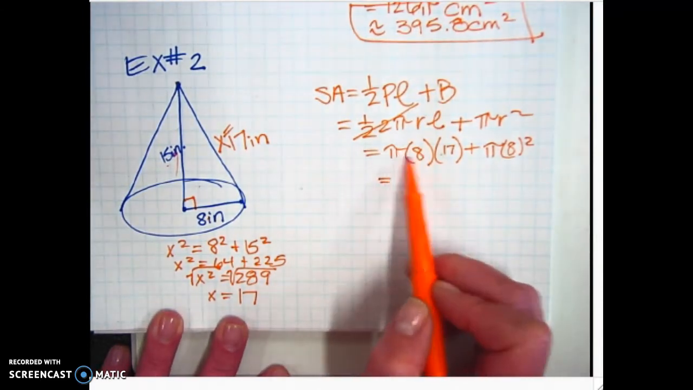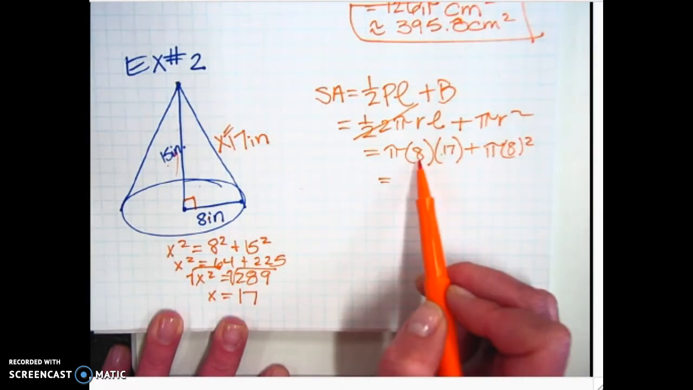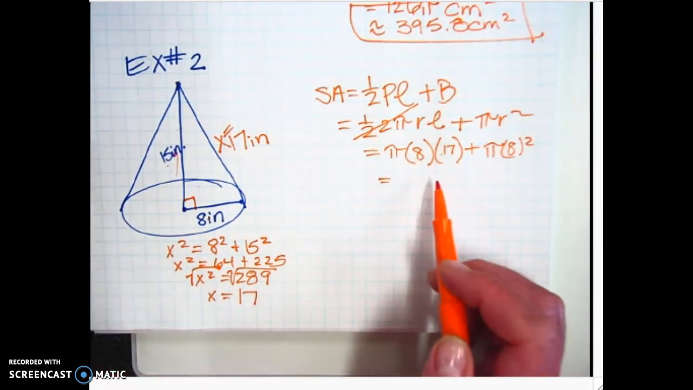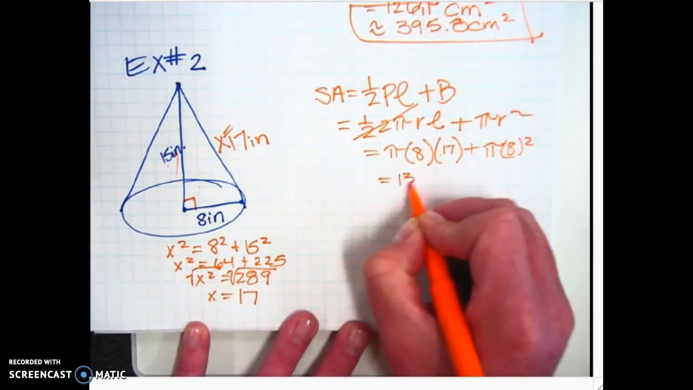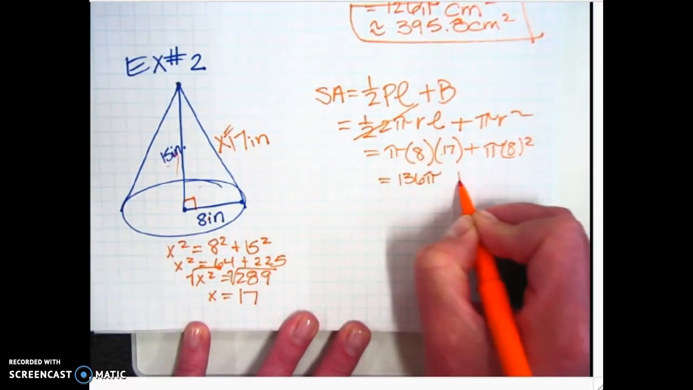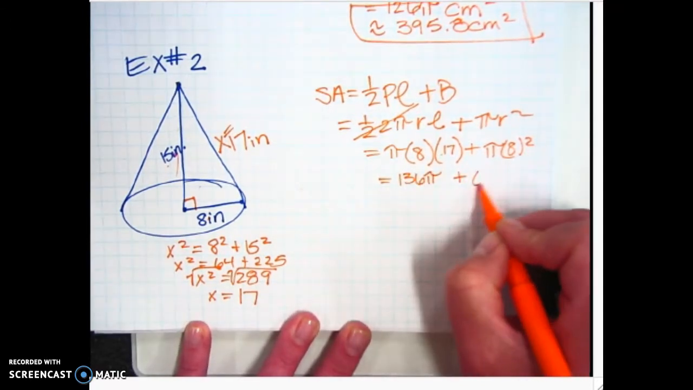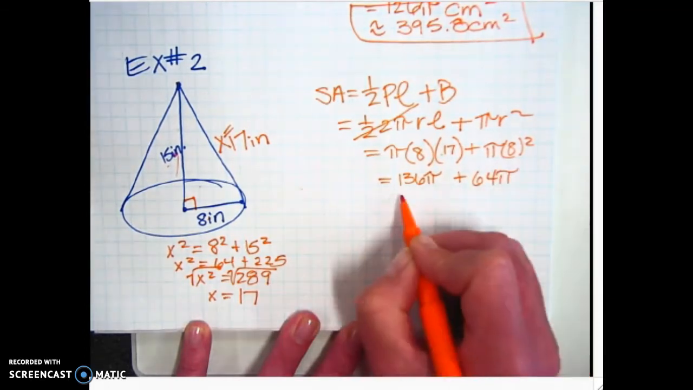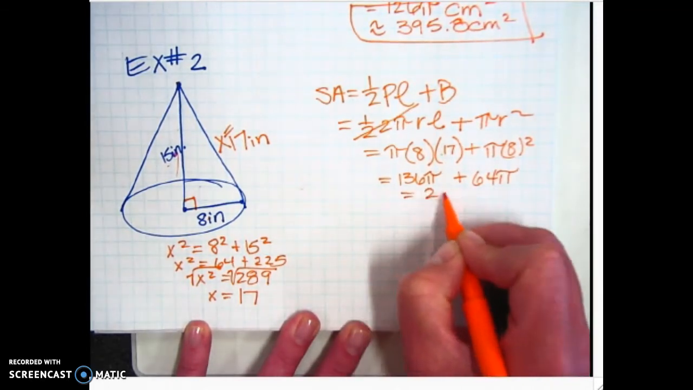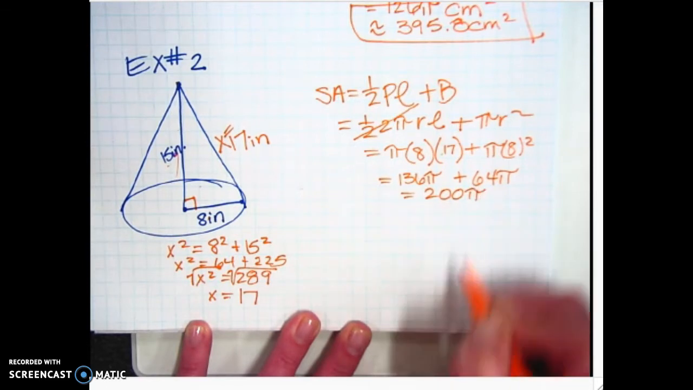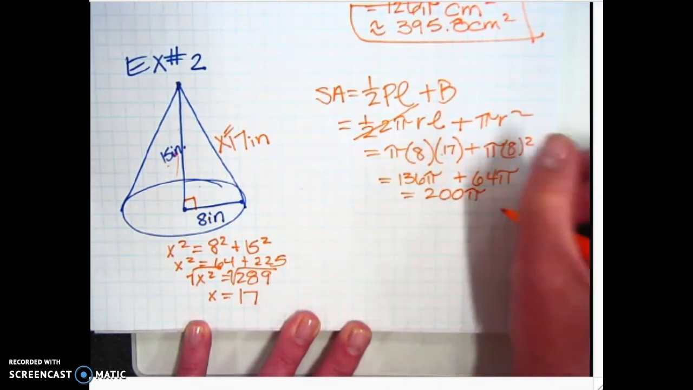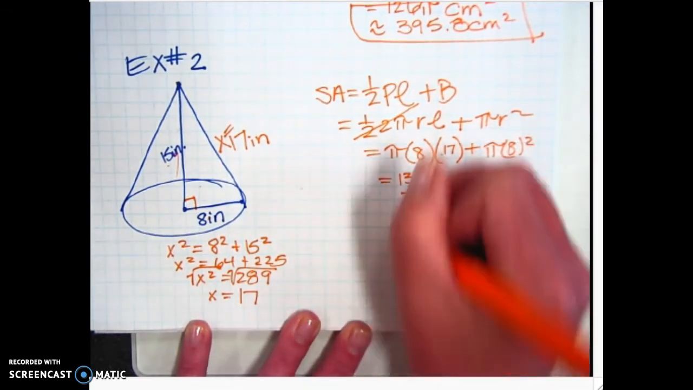For your pi answer, you're going to multiply everything but the pi button. So 8 times 17 is, what is it, 136? And 8 squared is obviously 64, so 64 pi. Add those two pi's together, you should get 200 pi. This one is in inches, so inches squared.